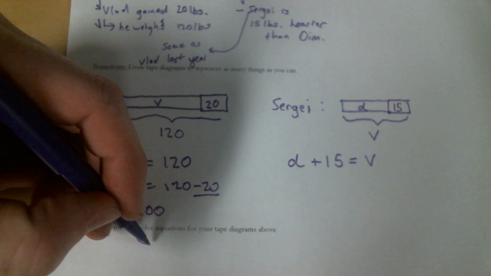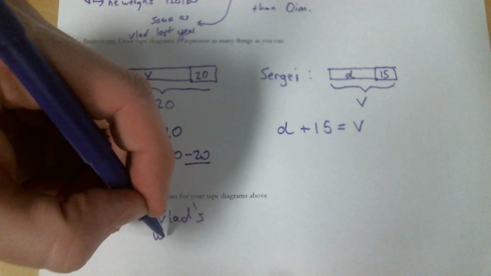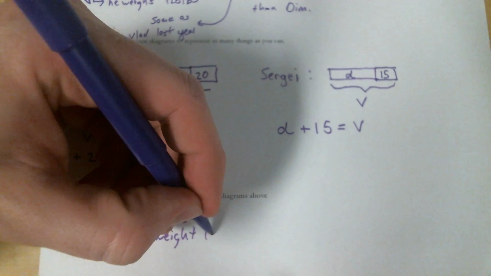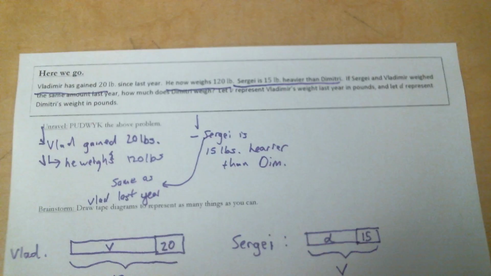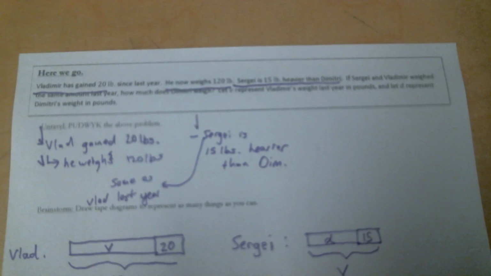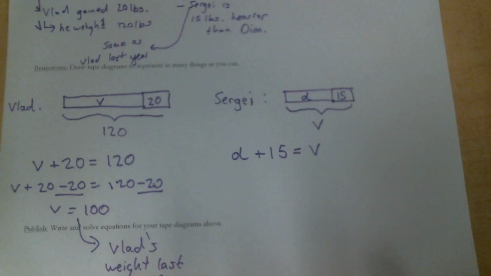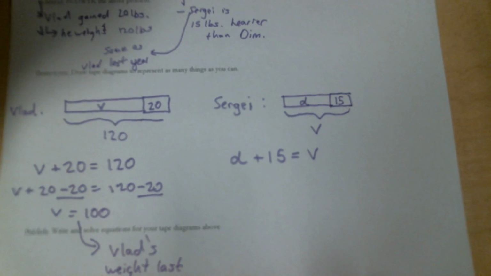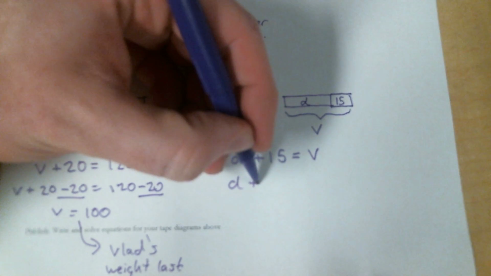So again, this is Vladimir's weight, Vlad's weight last year. And remember, read back through the problem and think about what we know. It says that Sergey and Vladimir weighed the same amount last year. So that means up here, this variable V represents Sergey, but also represents the 100. So we can say this is now D plus 15 equals 100.